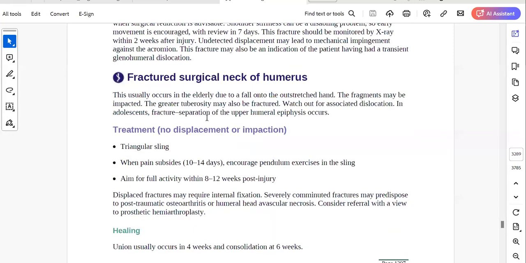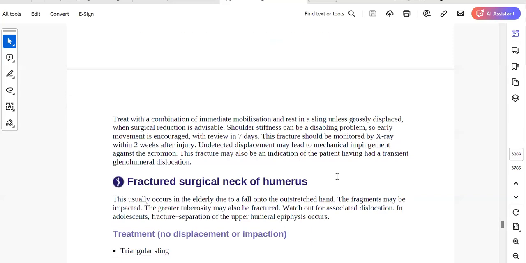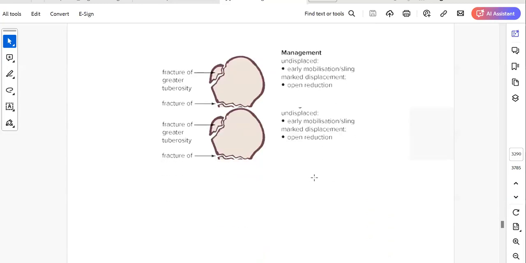So we are on this fracture of the neck of the humerus. Humerus fracture comes in the exam, but the only thing you actually need to know is the management of it. If you look at this picture, that's where they have given all the management.